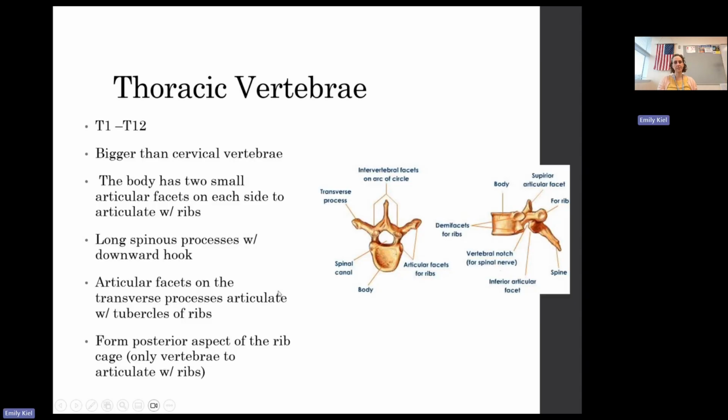The articular facets will articulate with the tubercles of the ribs. So we've got transverse processes here. Remember, those extend laterally, but there are facets on the end of those for the ribs to articulate with. And then they form the posterior aspect of the rib cage. And only thoracic vertebrae articulate with ribs. Other vertebrae don't have an articulation with the ribs.